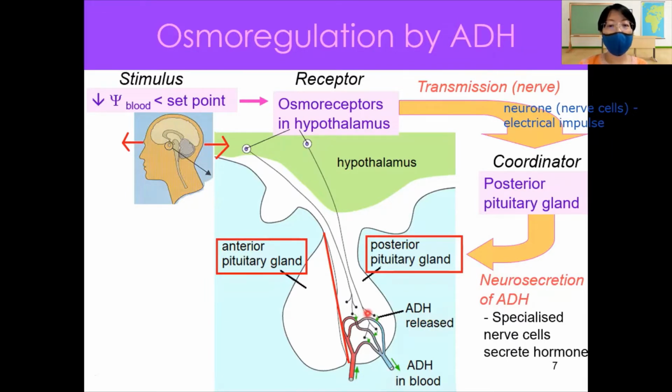Because it's released by the nerve cell, it's called neurosecretion. Neuro means the nerve cell will secrete the hormone. So specialized nerve cell will secrete the hormone. So this is called neurosecretion of ADH. This green color arrow shows you that ADH is secreted into the surrounding tissue fluid. Surrounding the cell is always tissue fluid, right? So hormone is secreted to the tissue fluid, and from tissue fluid, it will go into the bloodstream. This is capillary. So then ADH is transported in the bloodstream.